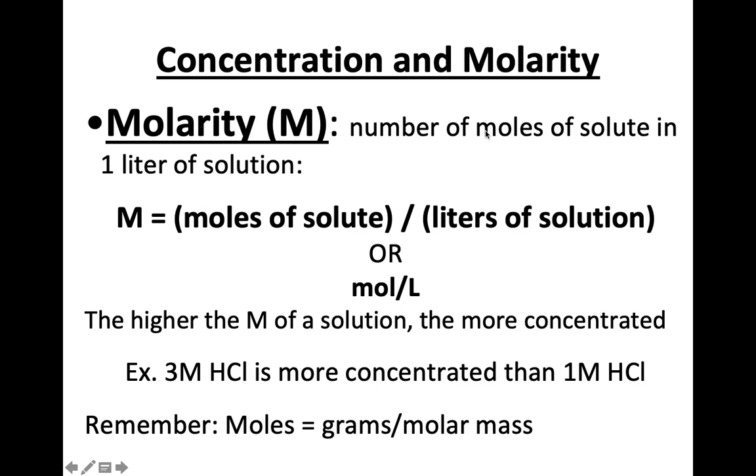Okay, so here's molarity again. Molarity is the number of moles of solute in 1 liter of solution. So if we had to do molarity calculations, which, lucky for you, we're not going to do, but if you did, here they are: moles of solute divided by liters of solution, moles per liter. So the higher the molarity, the more concentrated it is. So 3 molar hydrochloric acid is 3 times more concentrated than 1 molar hydrochloric acid.